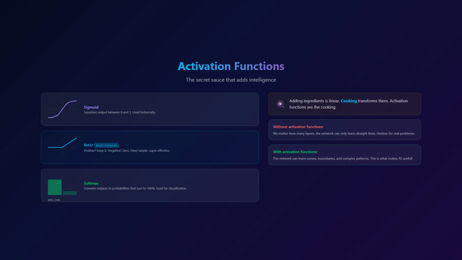The most popular one today is called ReLU. It's dead simple: if the number is positive, keep it. If it's negative, make it 0. That's it. But this simple rule lets the network learn incredibly complex patterns. For the output layer, we often use Softmax, which converts the outputs into probabilities that add up to 100%. So the network might say, 80% chance it's a cat, 20% chance it's a dog.